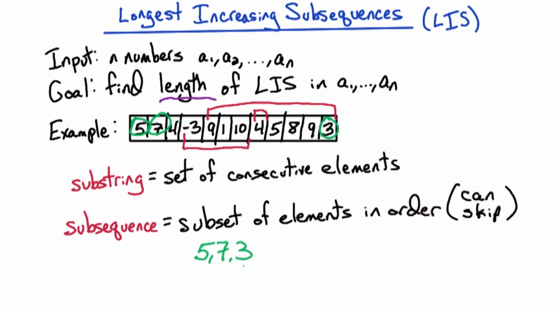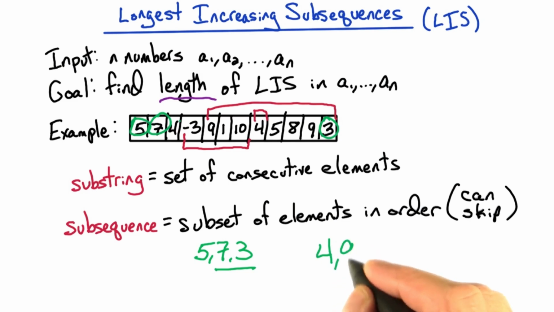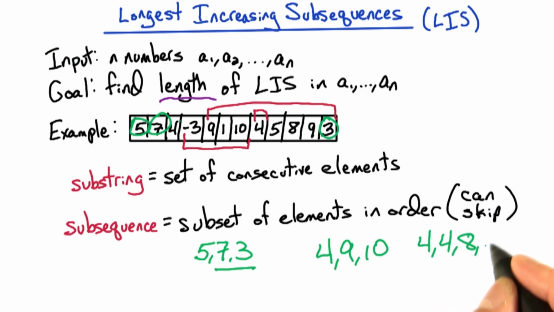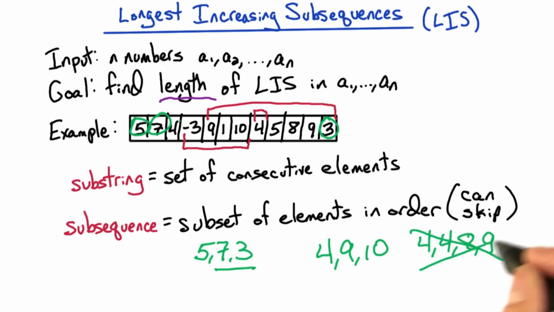Now we're trying to find a subsequence which is increasing. That means that each number is strictly larger than the previous. In this case, it's not increasing because 3 is smaller than 7. But an increasing subsequence, for instance, is 4, 9, 10. Another subsequence is 4, 4, 8, 9. But that is not an increasing subsequence. That's a non-decreasing subsequence, and we don't allow that in our example.